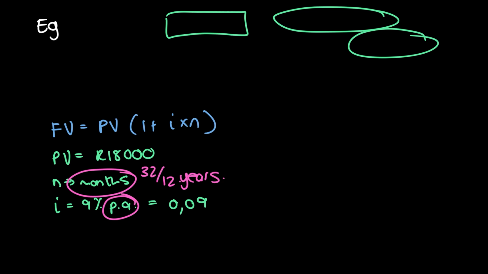Now we have all the information. So let's just write N in green clearer. It's 32 divided by 12, which is 8 1/3 years. If you want to simplify it, you don't have to simplify it.